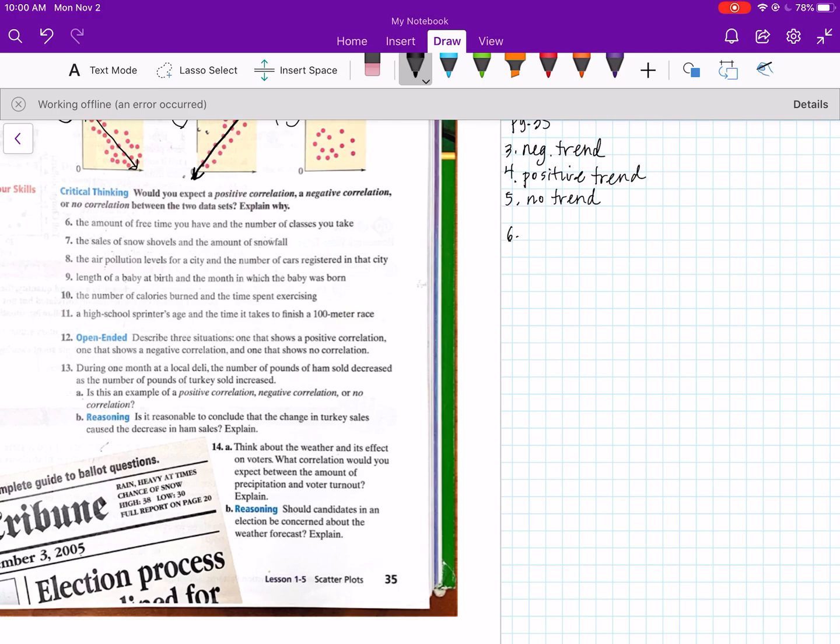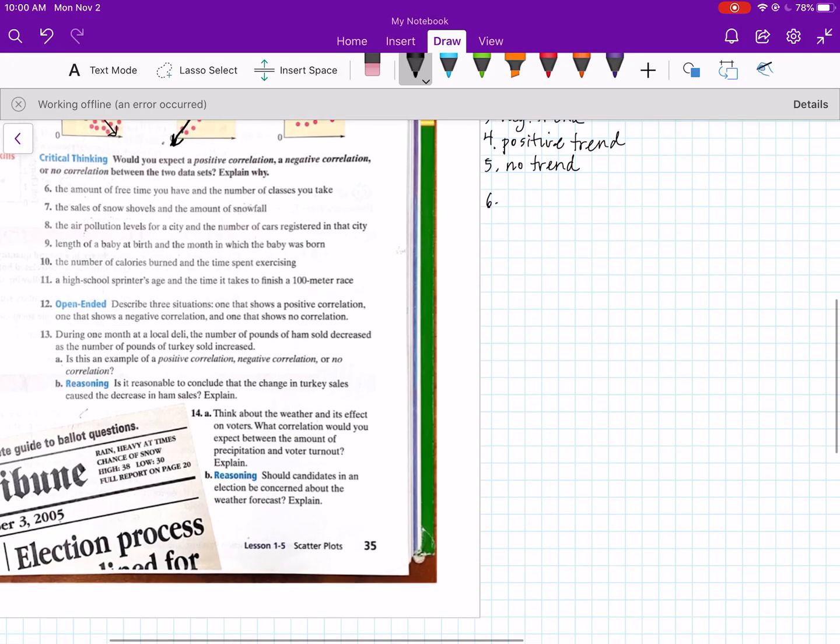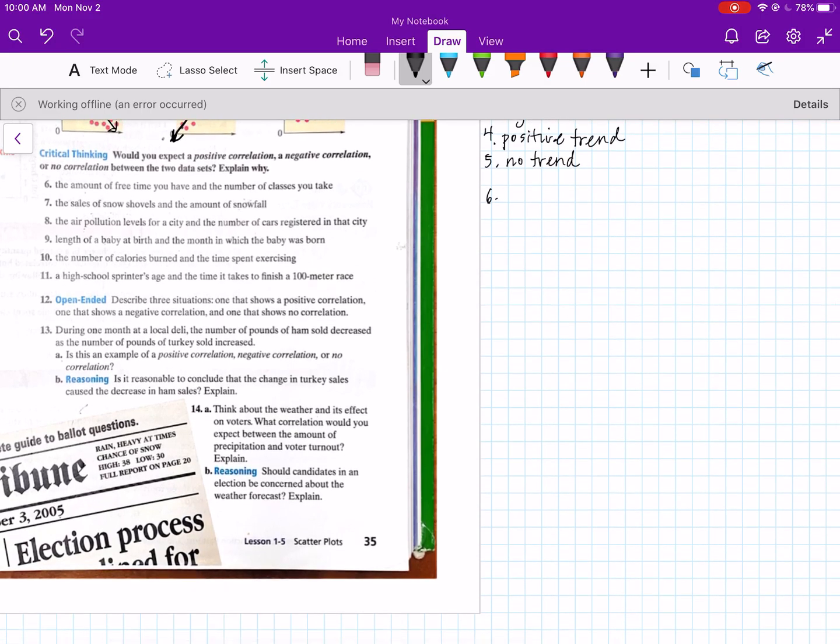Number 6 says the amount of free time you have and the number of classes you take. So the amount of free time you have and the number of classes you take. Now, when I'm trying to critically think about these, I do best on just taking the data and kind of making myself like a little scatter plot. I don't have any specific information, but I can just assume a general type of thing. So I'm going to draw myself, and again, I'm only going to use quadrant 1 because most of the data that you're going to deal with is positive.